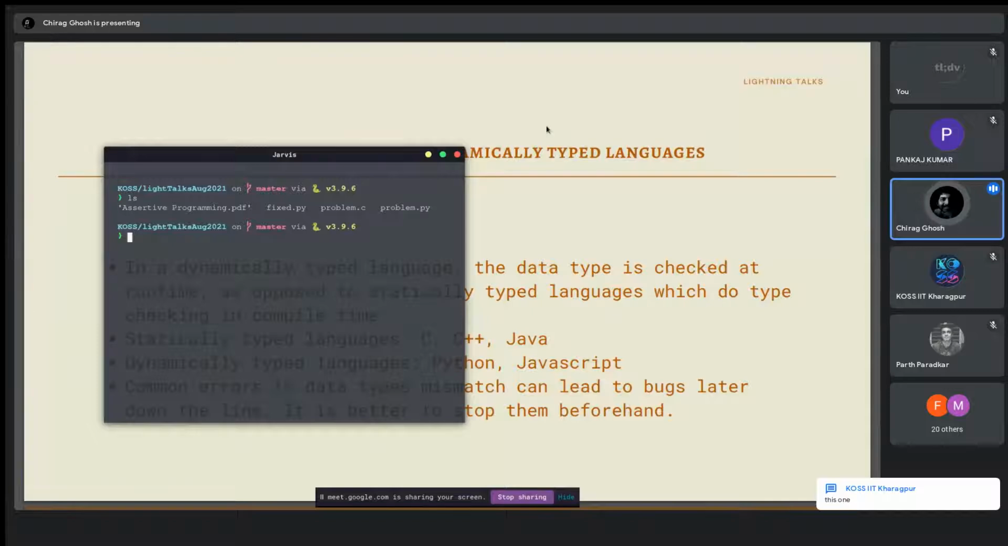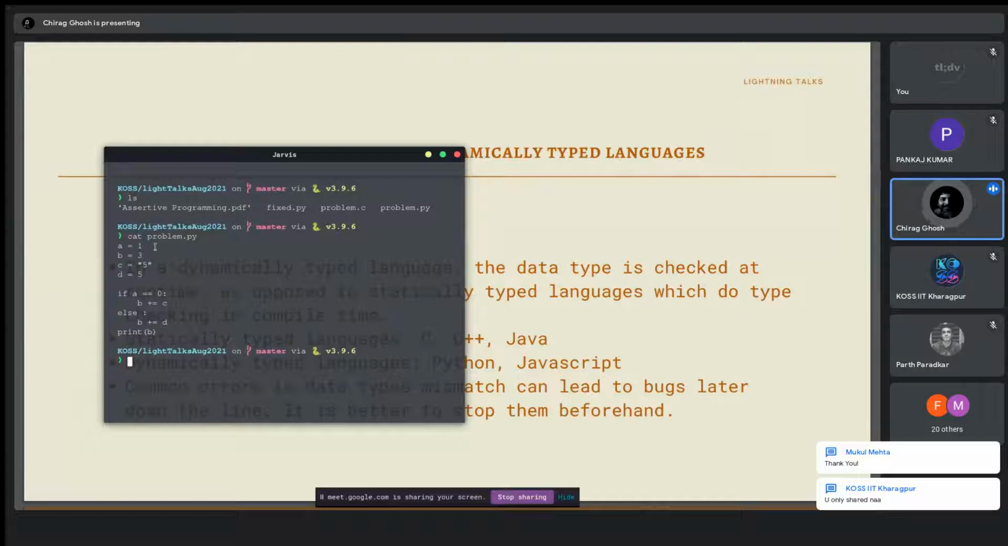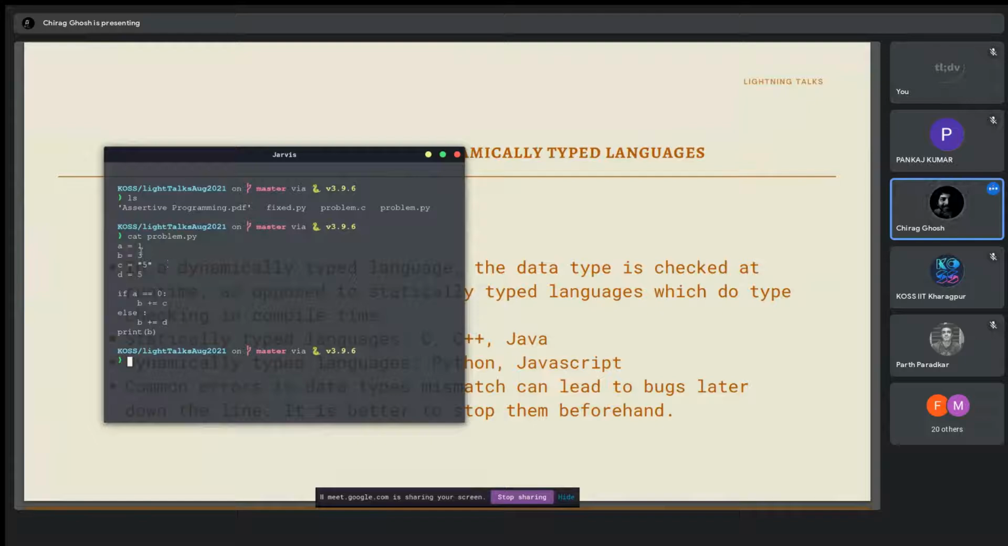Here are some codes. I will show you the Python code because Python is dynamically typed. As you can see, A and B are some variables, C and D also, like we may get those from outside. Suppose A is equal to 0, then we are adding a string to an integer. It will not happen now. This particular statement will not take place because A is not equal to 0, and we won't get any error.